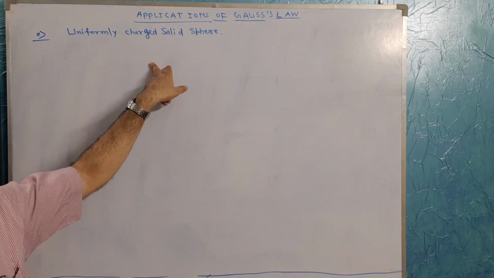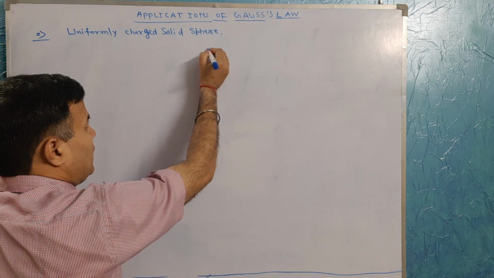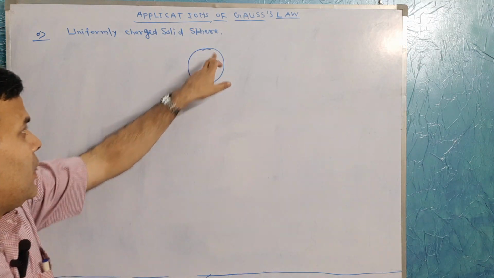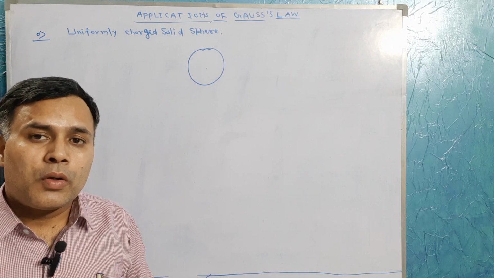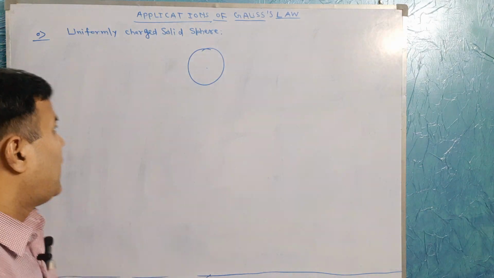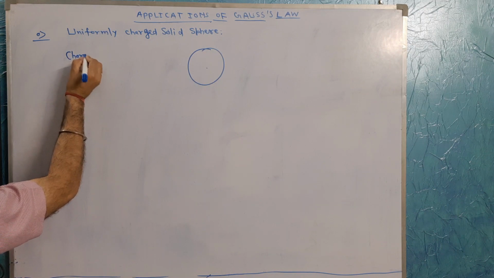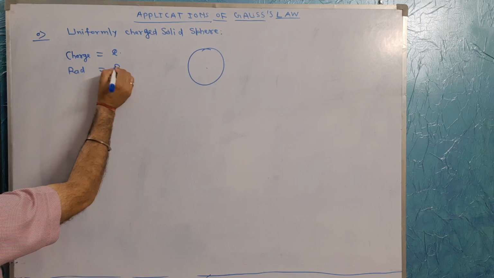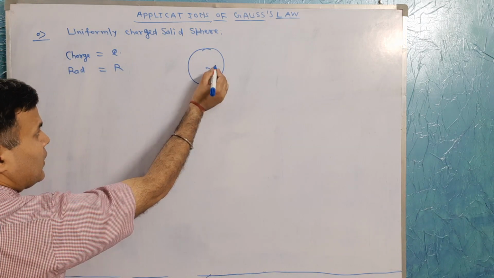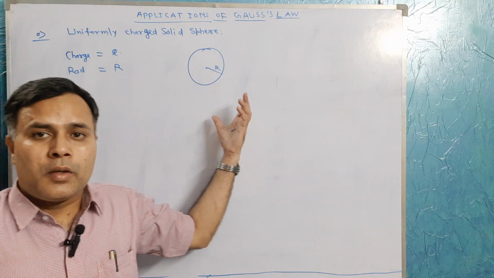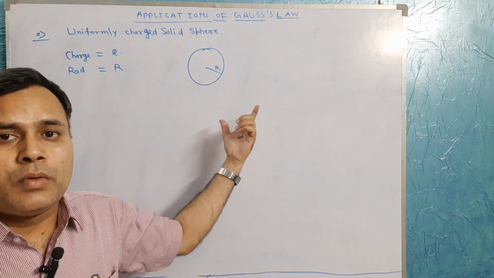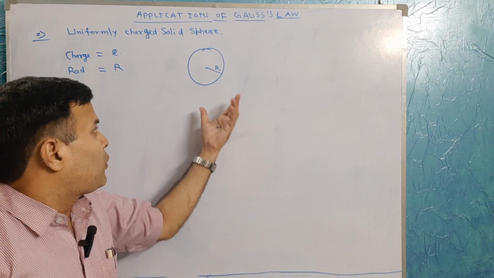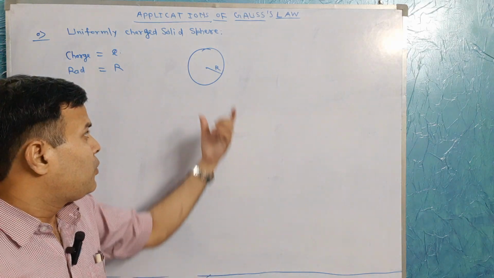Let's say this is the information, that we have a uniformly charged solid sphere having charge q and radius r. Then find the electric field due to this situation. Applying Gauss law, we can easily find the profile of electric field.